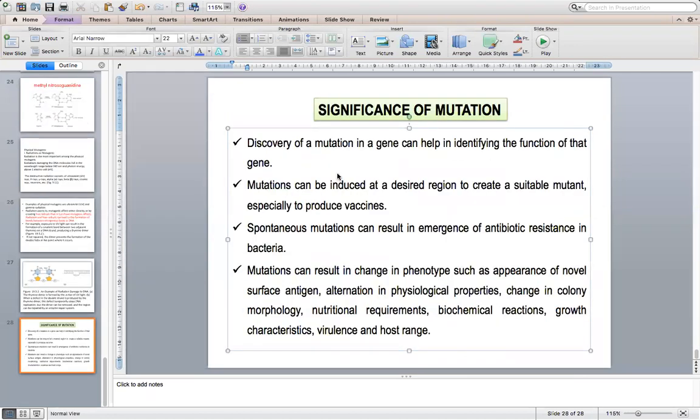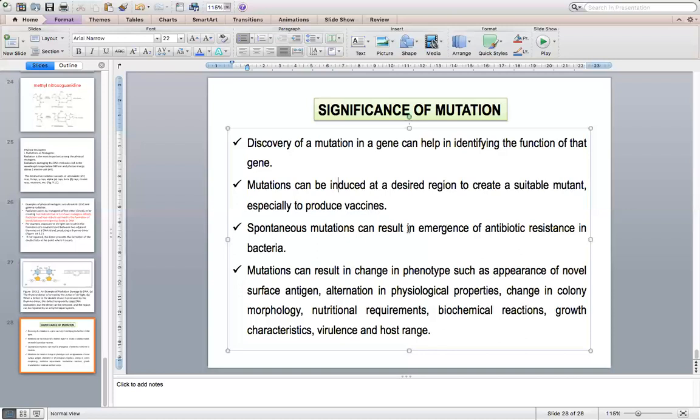So what is the significance of mutation? The mutation will help in the identification of the function of a gene. If you remove a particular nucleotide, the gene may become inactive, so a particular protein will not be expressed. That helps in identifying the function of a particular gene. Again, it is used in a desired region to create a suitable mutant to produce a vaccine. If you want vaccines, we can create the mutant. We can disable a particular protein and use it as a vaccine.